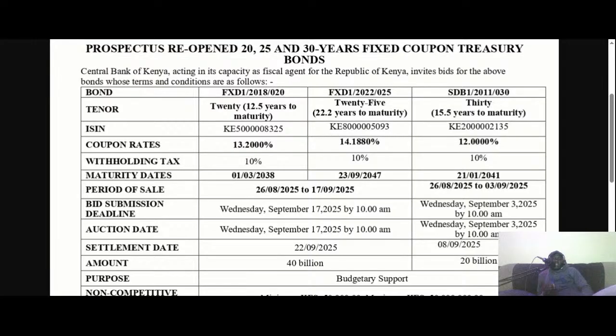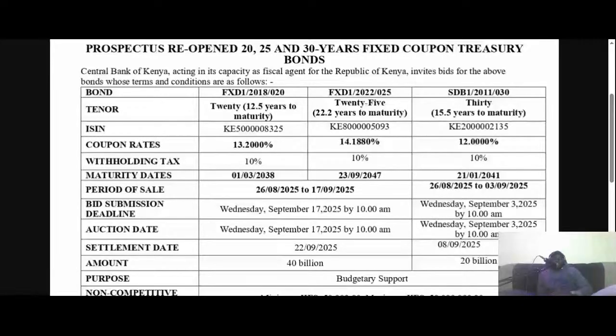And I believe that will be contributing to making it quite less attractive. The maturity date is the 21st of January 2041. So you are giving your money to the Central Bank of Kenya only to get it on the 21st of January 2041. It has a very short period of sale. I don't know the logic behind that, or maybe it is because it is sought to collect less amount than the other bonds that are collecting 40 billion.